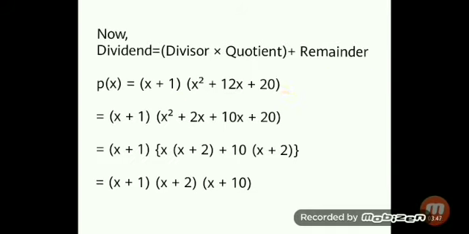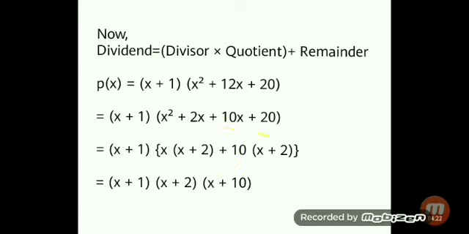Now factorize this quadratic polynomial by splitting the middle term. First multiply 20 and the coefficient of x square, we get 20, and we know that by factorization of 20 we get 2 and 10. So here we split 12x as 2x and 10x. So this becomes x square plus 2x plus 10x plus 20. Now we take x common from first two terms. So we write x here and x plus 2.